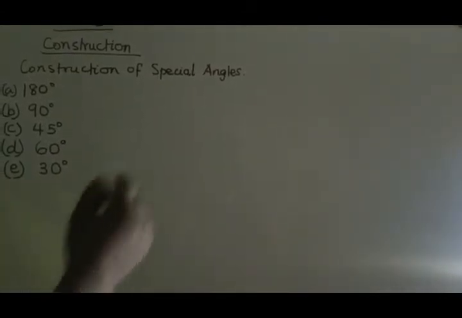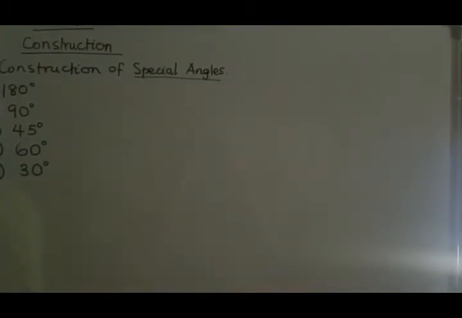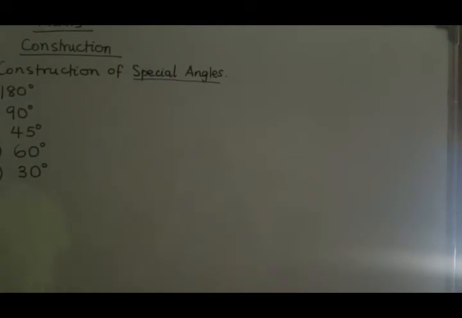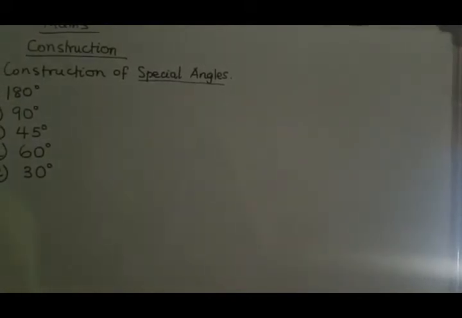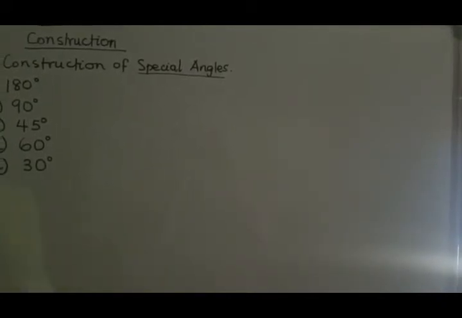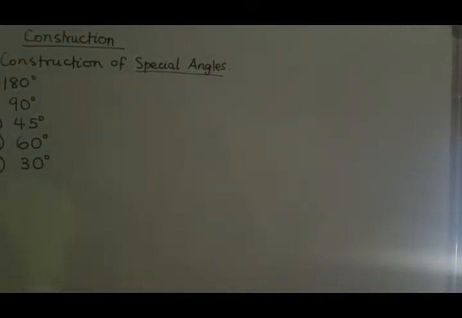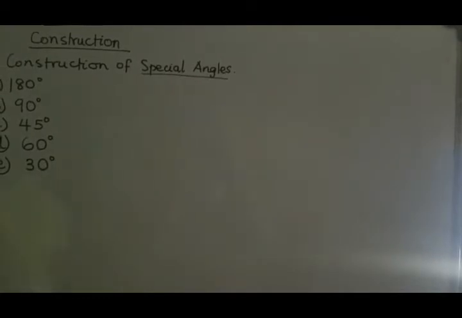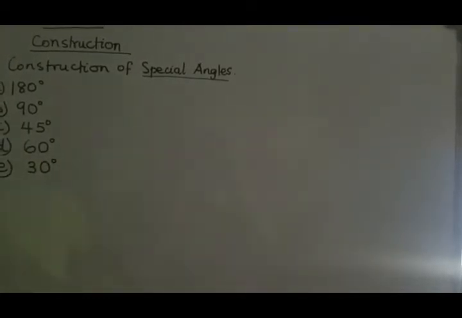So why do we call them special angles? We call them special angles because we do not necessarily have to use a protractor before we can construct them. We can construct them with just our compasses and a ruler.